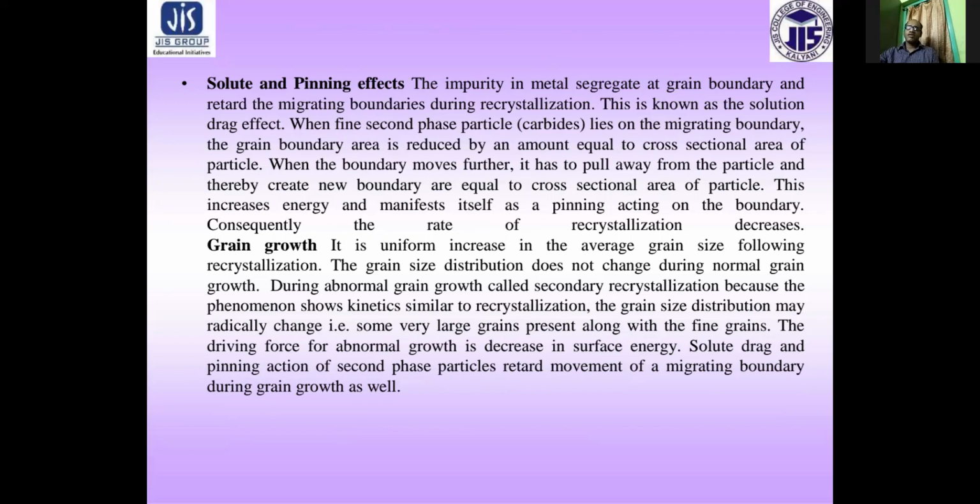Solute drag and pinning effect. The impurities in the metal segregate at the grain boundary and retard the boundary migration during recrystallization. This is known as solute drag. When a fine second phase particle lies on the migrating boundary, the grain boundary area is reduced by an amount equal to the cross-sectional area of the particle. When the boundary moves further, it has to pull away from the particles and thereby create a new boundary. This increases energy and manifests itself as a pinning force acting on the boundary. Consequently, the rate of recrystallization is decreased.